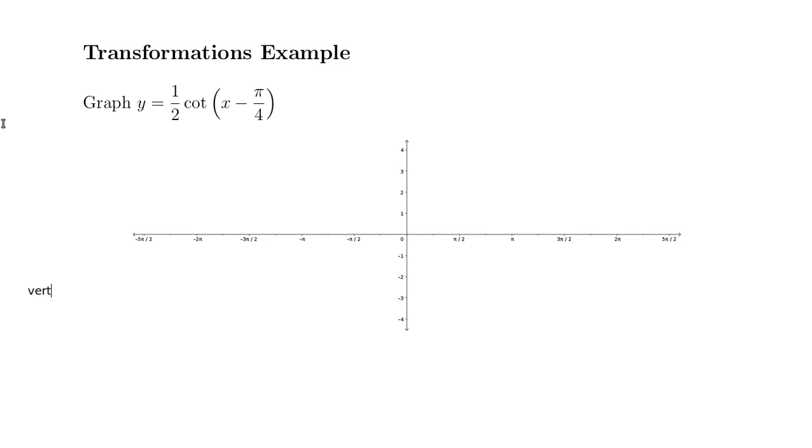So we're going to do a vertical stretch times a half. Sometimes people will say we're like compressing this, or we're squishing this, or it's a shrink or something like that. It's not really stretching it vertically, it's compressing this thing. And then we also have a phase shift right by pi over 4. So that means for the cotangent function, our asymptotes are going to get shifted by pi over 4.